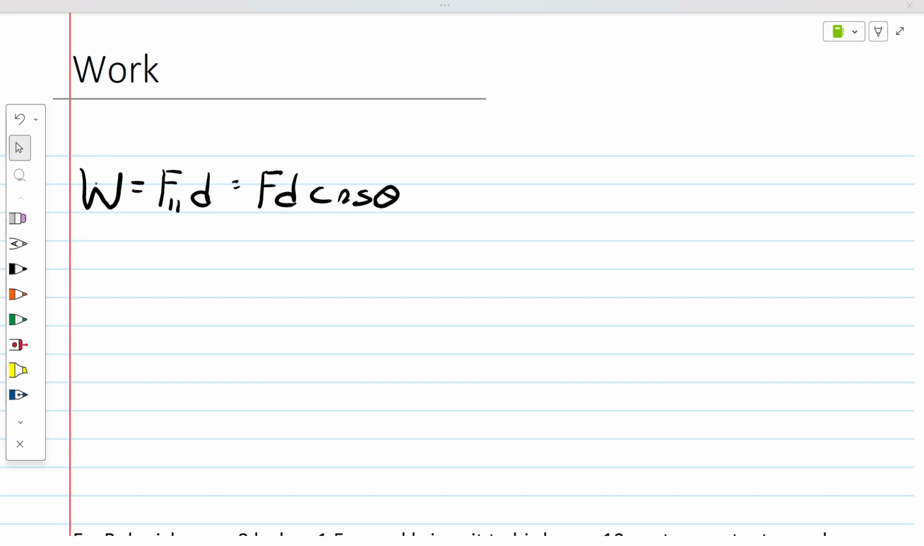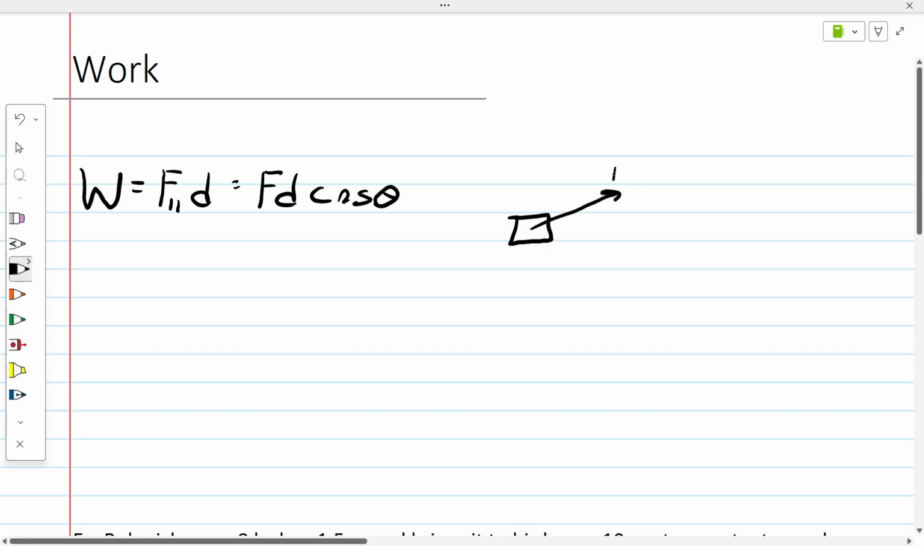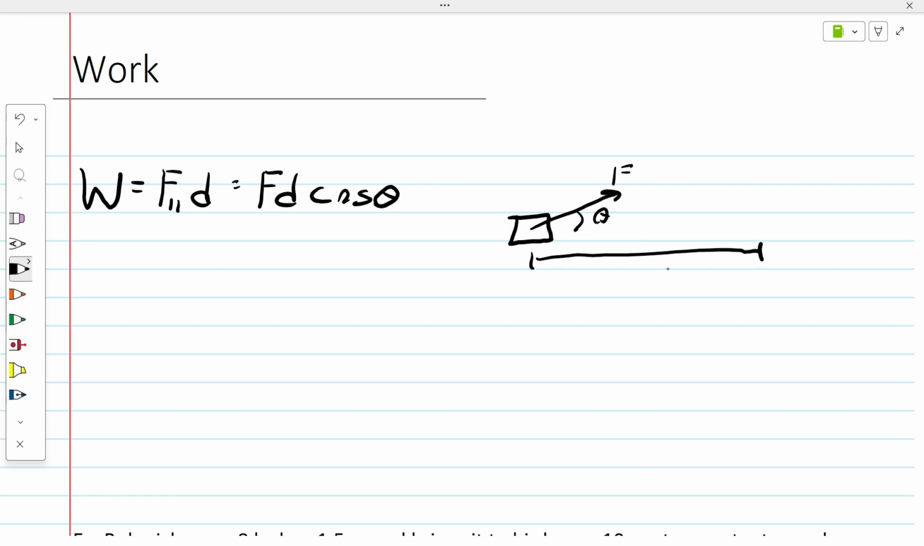The work, which we define as W, equals the parallel force to distance, which also equals the force times distance times cosine of theta. So what does that actually mean? Let's say we have a box and a force is being applied to it at this angle, and let's say the block travels this distance. The work is basically how much force is applied over this distance, and that's what defines the work.